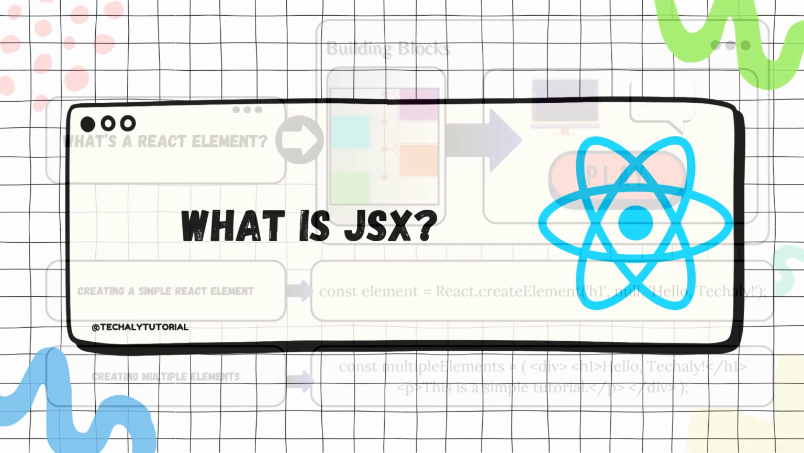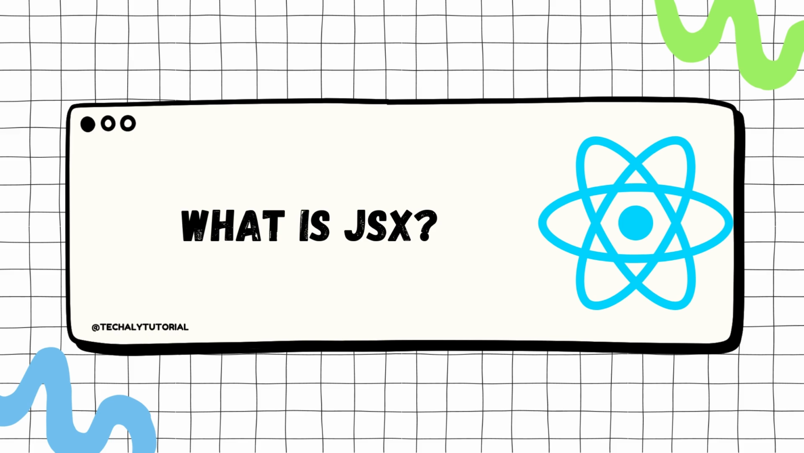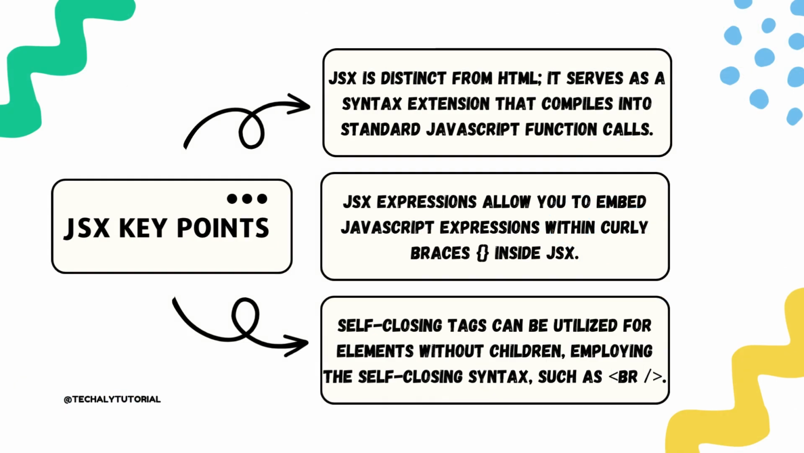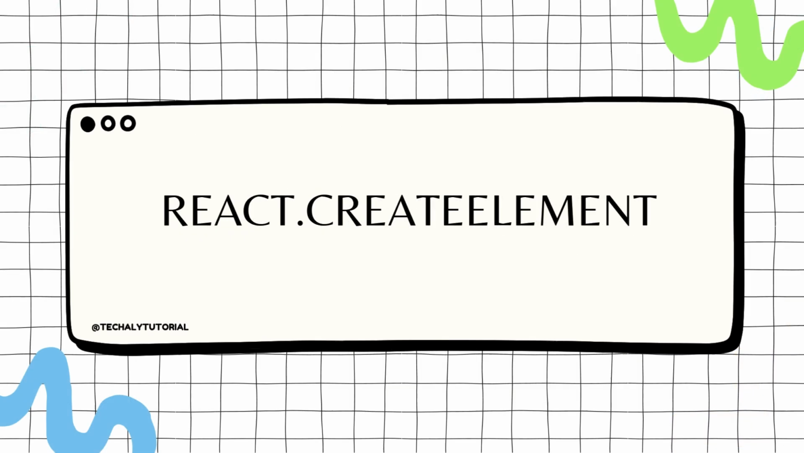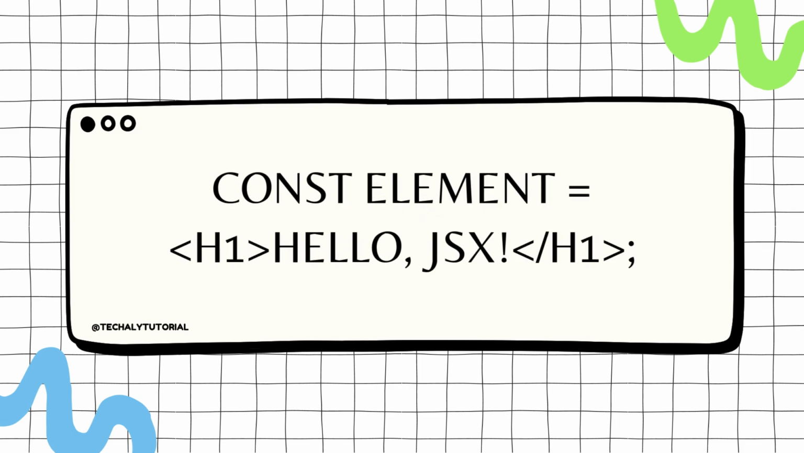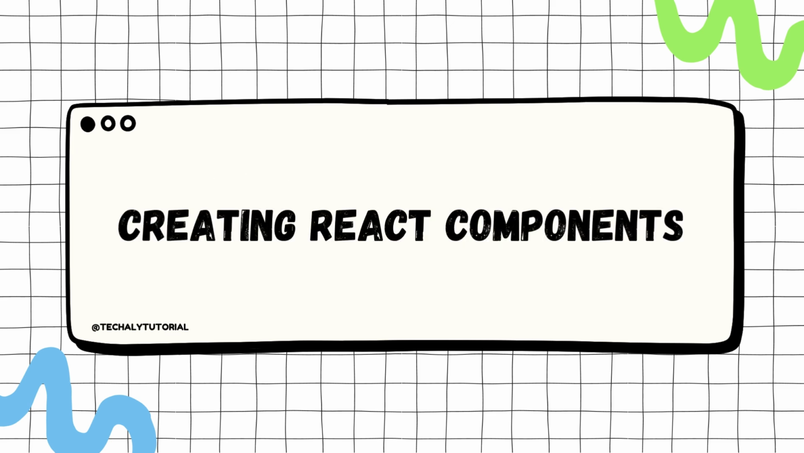What is JSX? JSX is a tool that lets us write code that looks like HTML but works as JavaScript. In simple form, it is called JavaScript XML. It is easier to read and write. Instead of using React.createElement every time, we can just type JSX, and it is so easy, neat, and clean code.